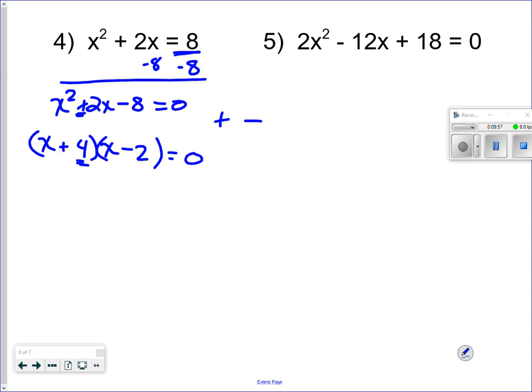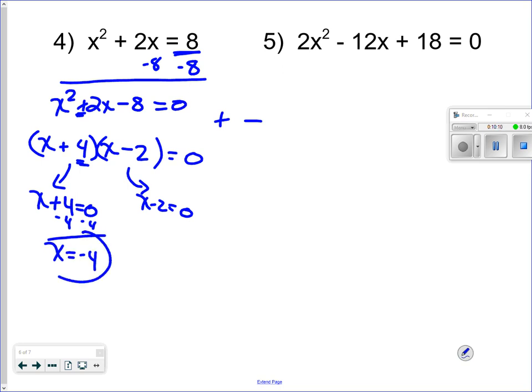Equals 0. Now we can go ahead and pull out each piece. X plus 4 equals 0. X minus 2 equals 0, and solve. Subtract 4. First answer, negative 4, plus 2, x equals 2.